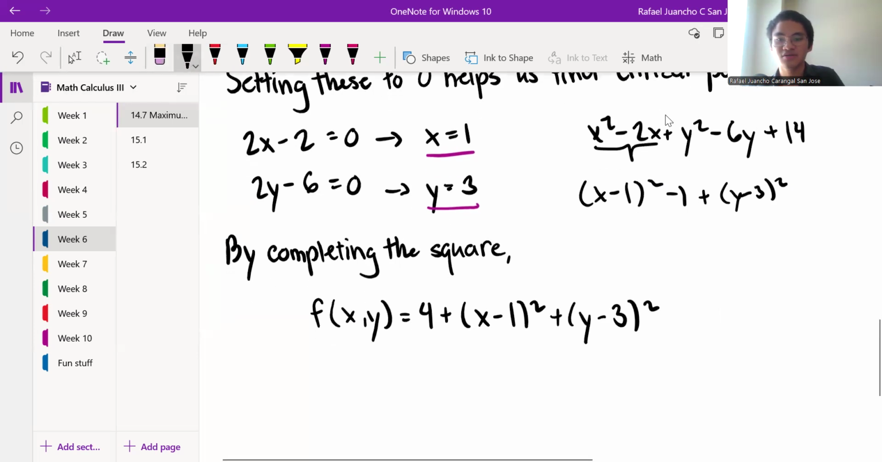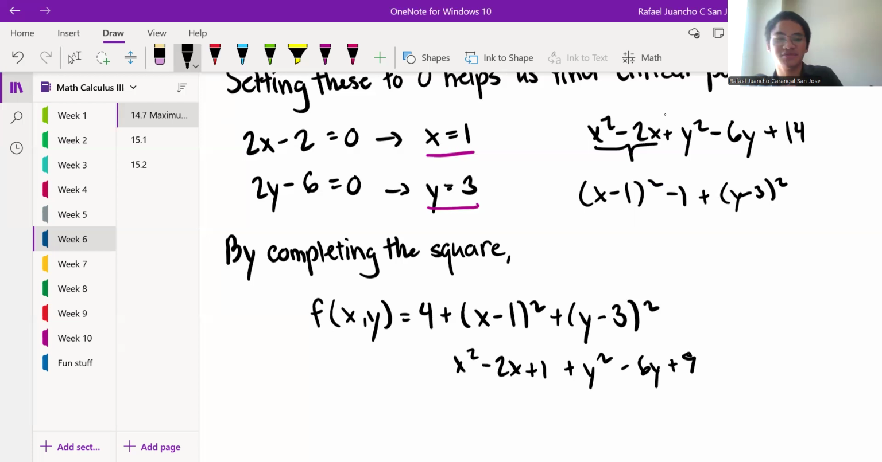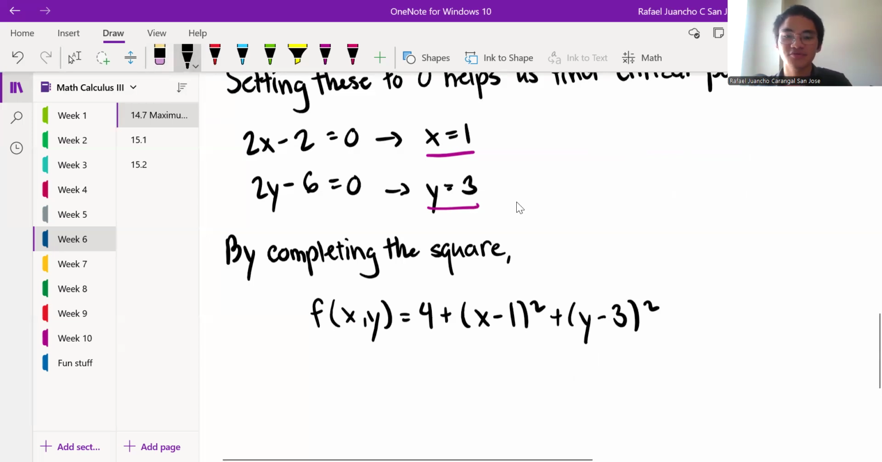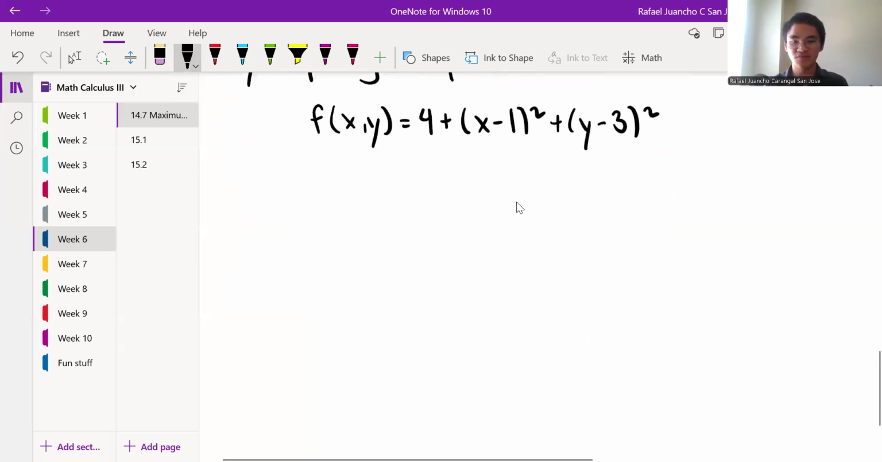Yeah, if I do the completing the square, this one gives me x squared minus 2x plus 1. This one gives me y squared minus 6y plus 9. Oh, and then I get 10 plus 4, I get 14. Okay. 9 plus 1 plus 4. That's where I get the 14. Cool. Yeah, this is the completing the square one. And then from there, what? Yeah, so I could have gotten it anyway without taking derivatives.